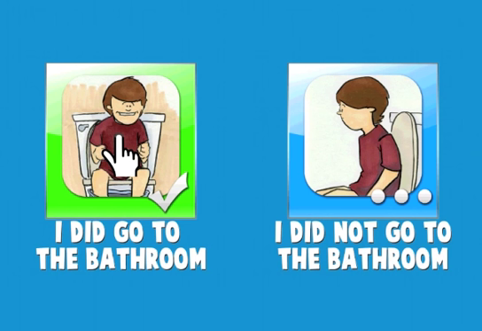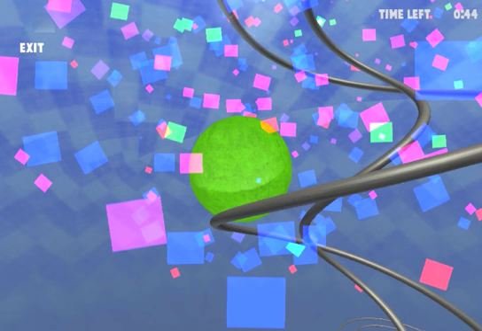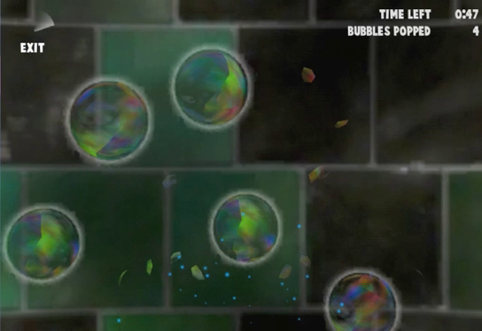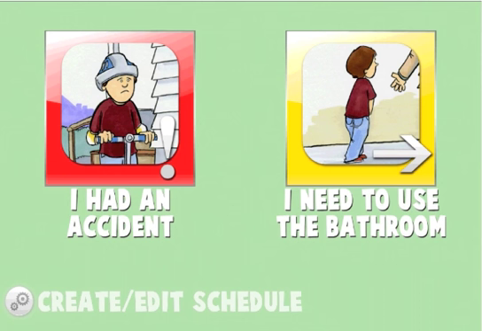iCan toilet training program asks them to verify that they selected the correct button by having them tap again. Tap again if you went to the bathroom. If they use the bathroom, they are rewarded by picking one of 3 fun games. Marble Race shows a marble rolling down a ramp. Tapping the marble changes its color and gives it a burst of speed. Click on the bubbles to pop them in Bubble Pop. Tap on the fish to return them to their bowl and save the fish. When the game ends, the main screen appears, reminding children to request if they need to use the bathroom. The alarm rings again at the next scheduled interval.